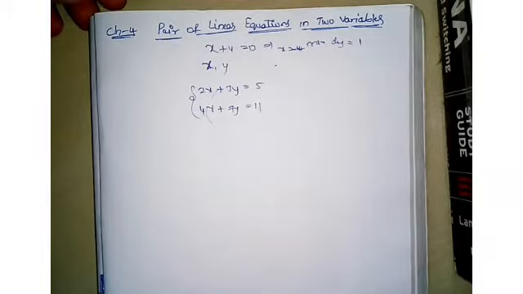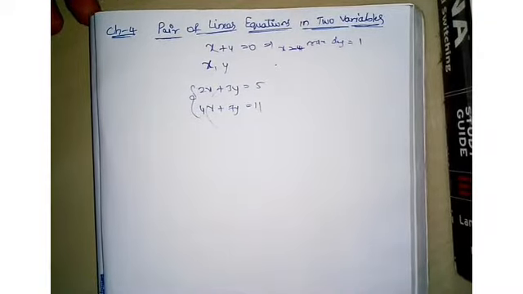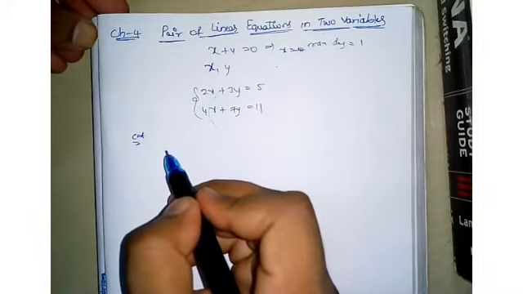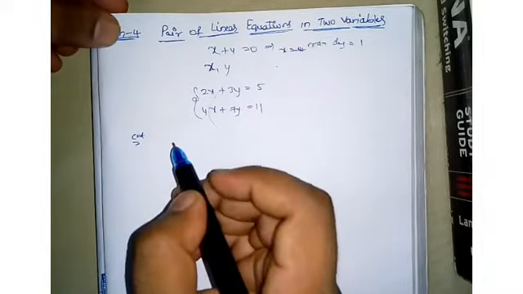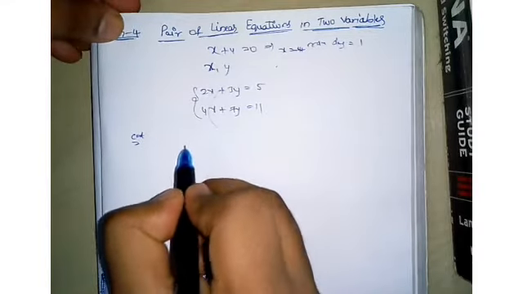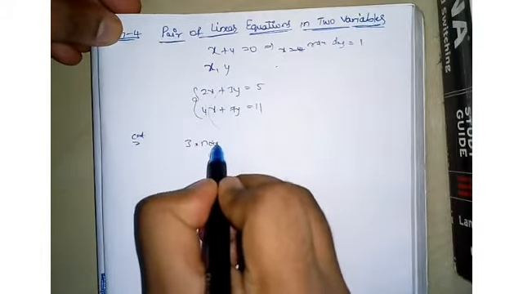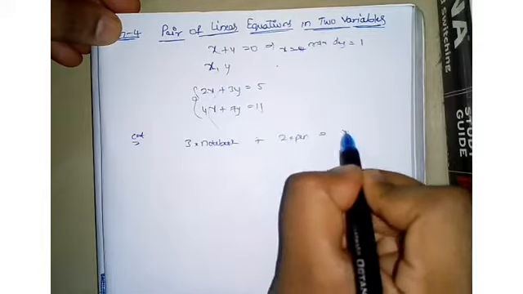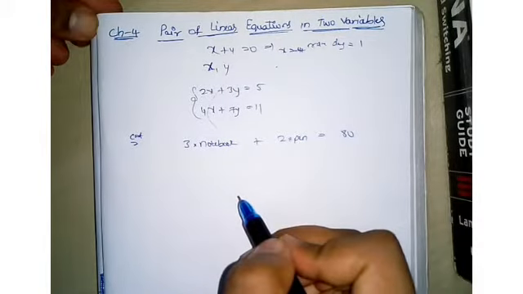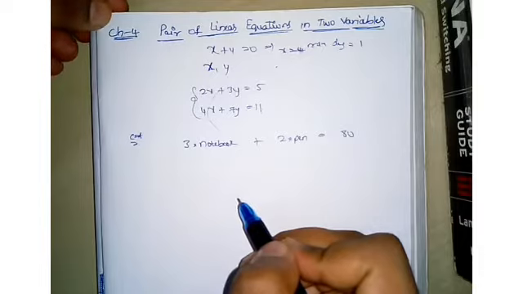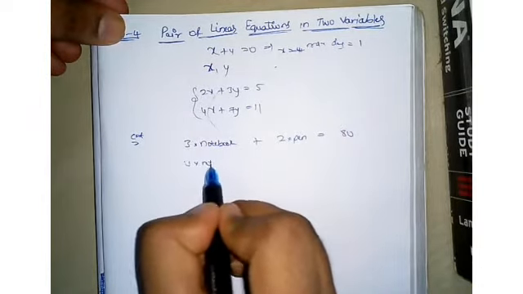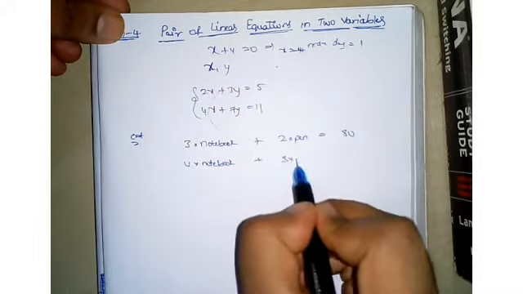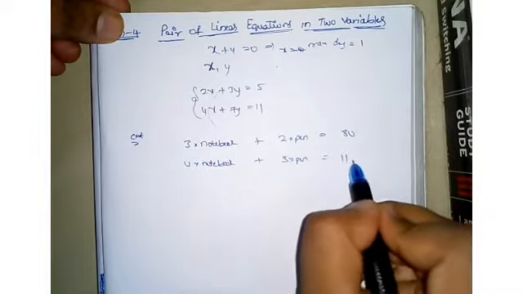So let us start with introduction. Example, Siri went to a bookshop with her father and bought 3 notebooks and 2 pens. Her father paid 80 rupees for them. So 3 into notebook plus 2 into pen is equal to 80 rupees. Her friend Lakshmi liked the notebooks and pens, so she bought 4 notebooks and 3 pens. 4 into notebook plus 3 into pens, and her father paid 110 rupees.